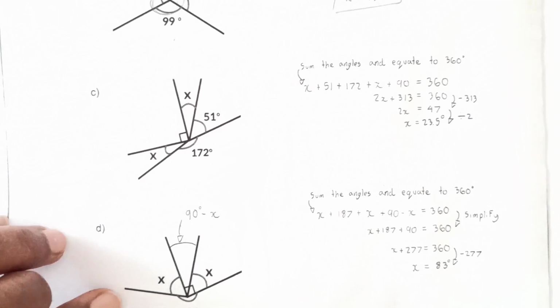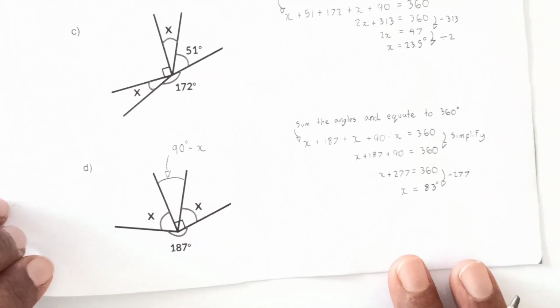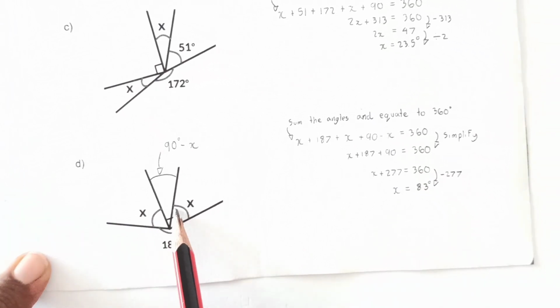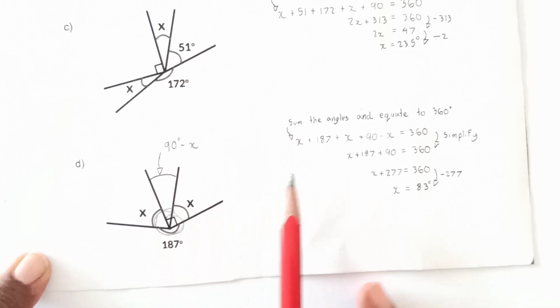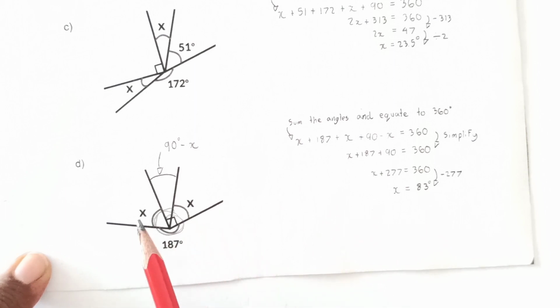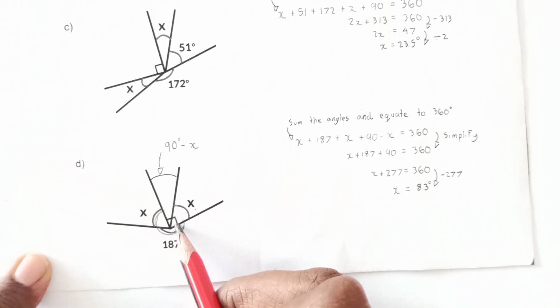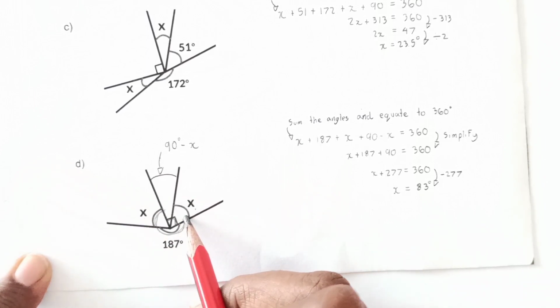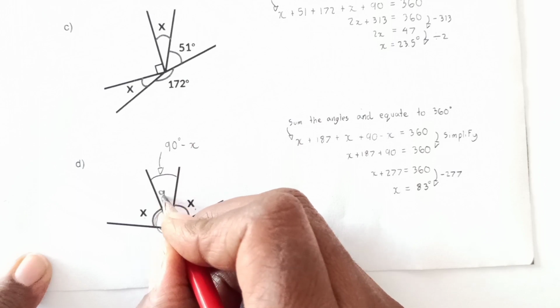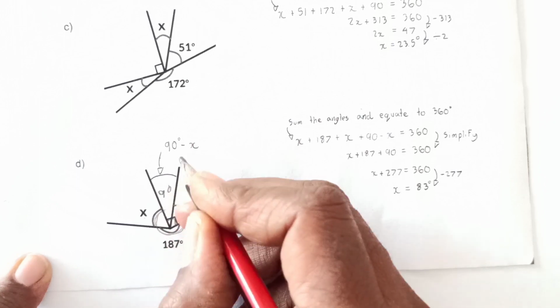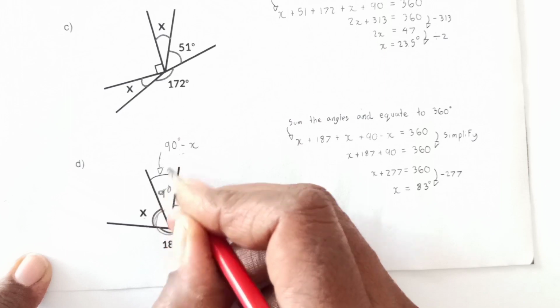So the next one here, again you see some angles here. This is again angle round a point, that is, the sum of the angles, they add up to 360. So x plus 187 plus x plus this one. Now you see this angle, the total angle is given to you. Let me show you. This angle is 90 and this is x. Okay, so this is going to be 90 minus x, as we have shown here, 90 minus x. This angle is 90 minus x.